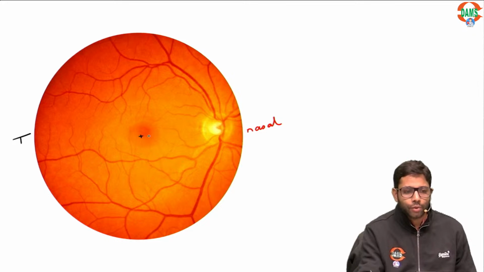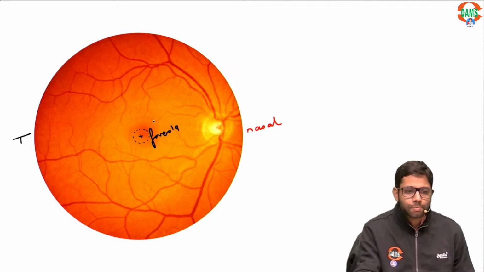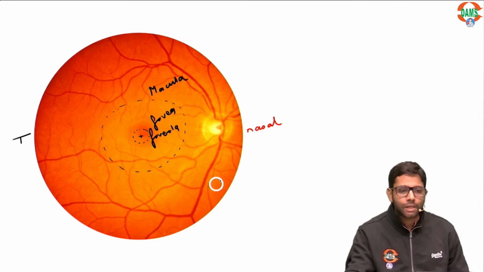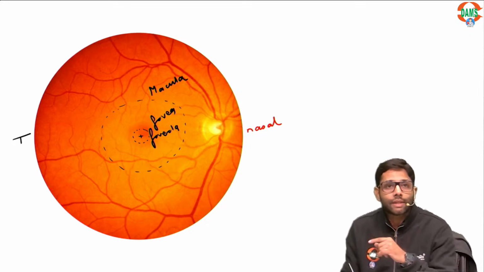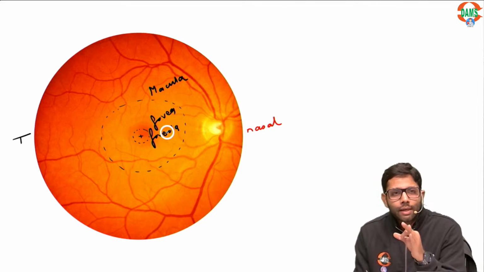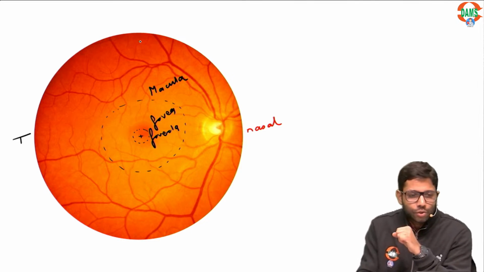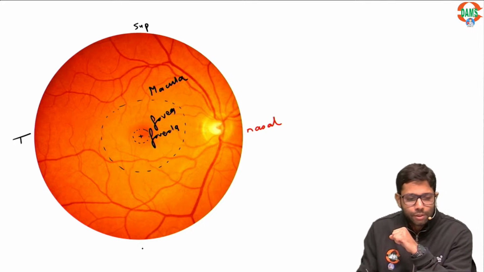This is a small point known as the fovea in the temporal part of the retina. Surrounding the fovea, there is an imaginary space, and surrounding that, the central retina is known as the macula. And then we have the peripheral retina till the ora serrata. So the fovea and macula are imaginary spaces on the temporal part of the retina. This will be the superior retina, and of course this will be the inferior retina.